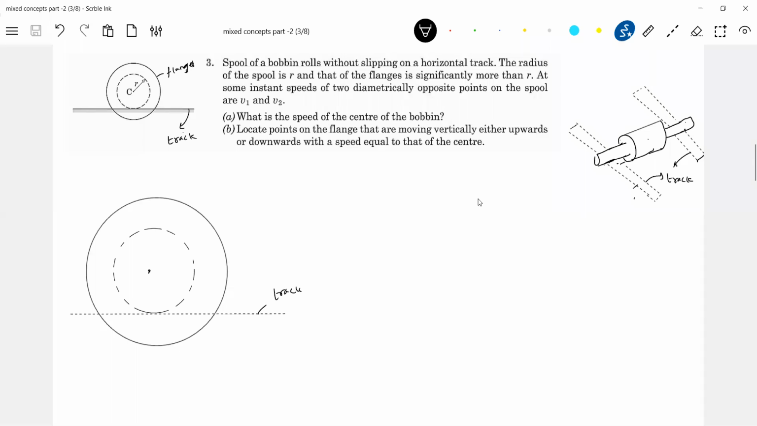At some instant, the speeds of two diametrically opposite points on the spool are V1 and V2. Two diametrically opposite points, so where to take them? Let me take this as the instantaneous center, this is C. Two diametrically opposite points at an instant will have speeds V1 and V2.